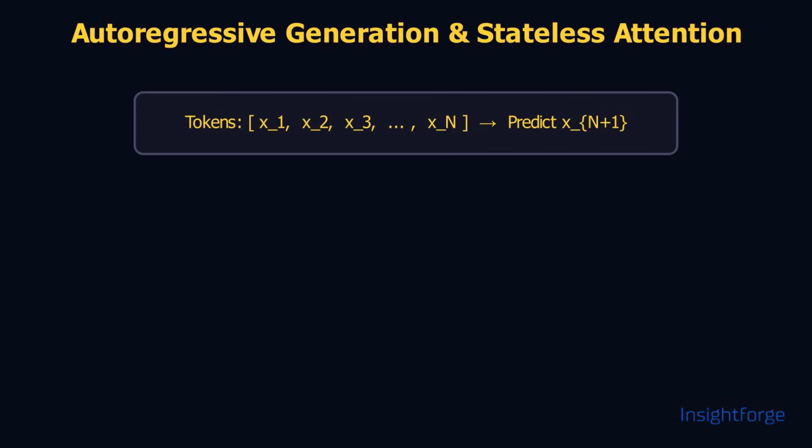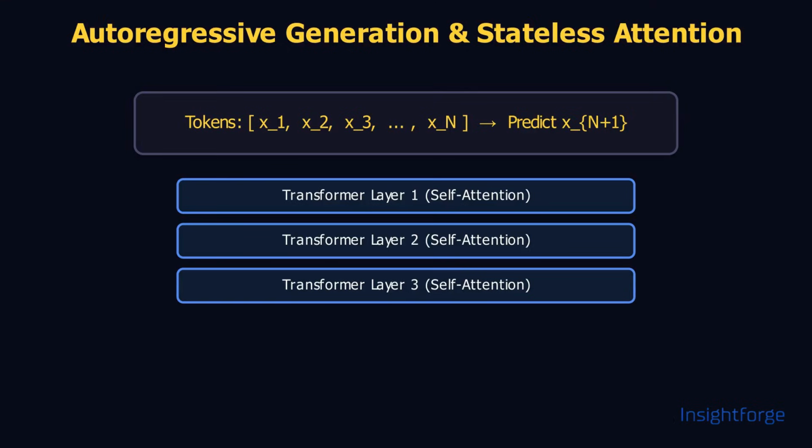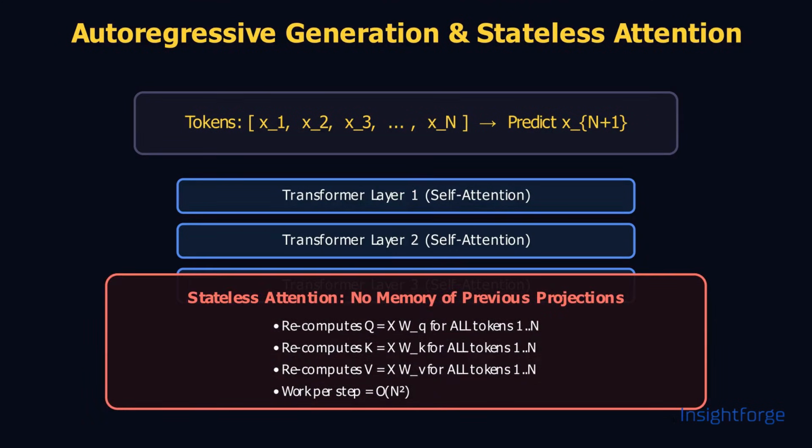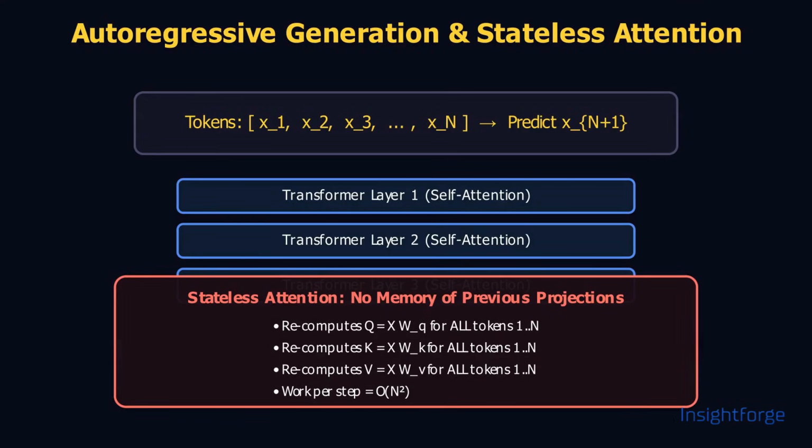To understand why this bottleneck occurs, we have to look at the step-by-step math of autoregressive generation. When you prompt a model, it takes the input, processes it through multiple layers of self-attention, and outputs a single new token. Therefore, to generate the next token, it must look back at the entire sequence, which now includes that new token. But because traditional attention is stateless, it has no memory of the projections it just ran. Therefore, it has to rebuild the entire computational trellis from scratch, reprojecting and re-evaluating every previous token over and over.